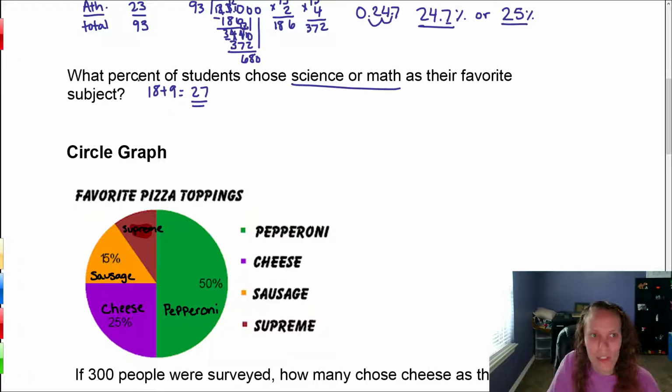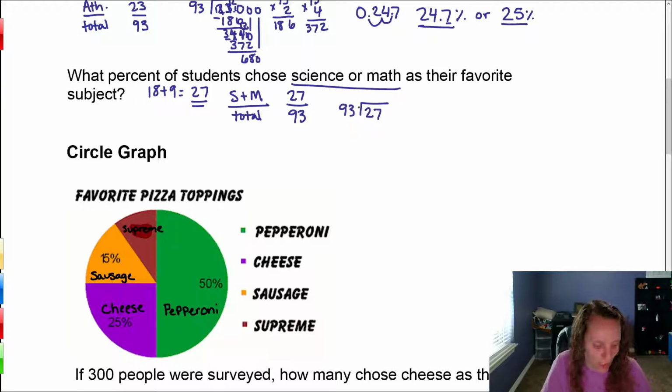Well, we still want to know what is the percent, so we're going to make a fraction with the science plus the math, so our answer when we added, over the total number of students. Only when we added science and math together, that was 27. And our total hasn't changed, it's still 93. To make this into a percent, we first need to divide. So first number is going to go inside, 27, and then 93 is going to go outside. 93 doesn't go into 27, so we'll add a decimal and a 0 inside.